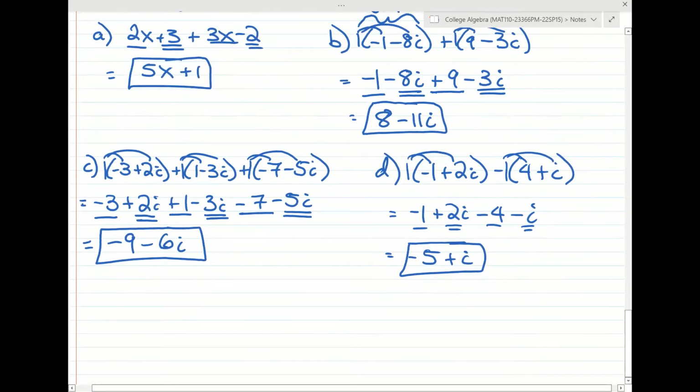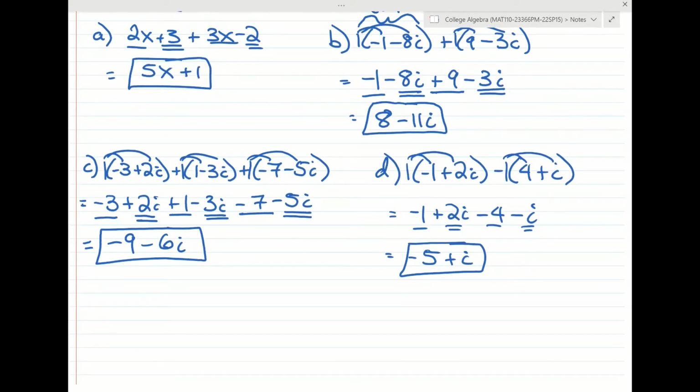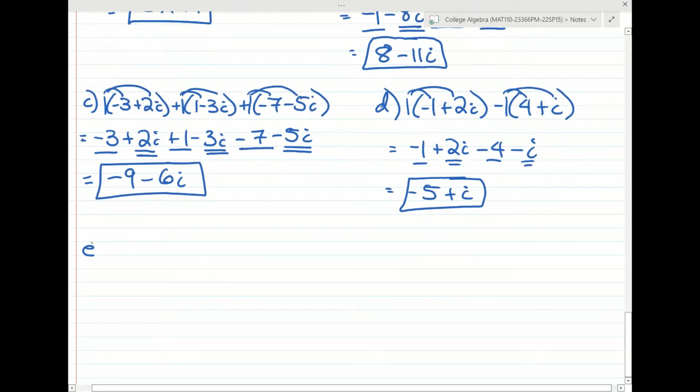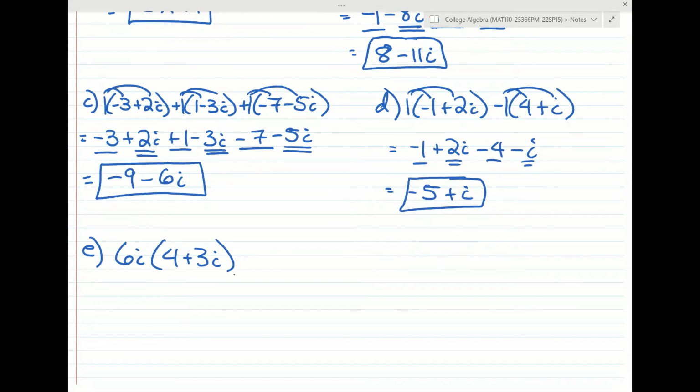We talked about how to add complex numbers. We talked about how to subtract complex numbers. Let's talk about how to multiply them. What if we had 6i times 4 plus 3i? We distribute. It's no different than anything else. Math is all about rules. Follow the rules. If it's using numbers, it's called arithmetic. If it's using letters, it's called algebra. If it's i's, it works exactly the same way.